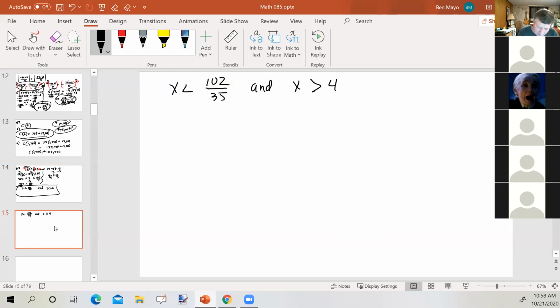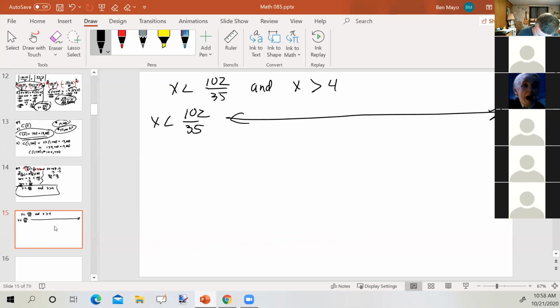All right. I'm going to look at the graph of each of these to get a better picture of what's going on. Now, if I take 102 divided by 35, I get 2.9 something. Okay, so would you agree that it's a little less than 3? So it's like right about here, and then we're going here. And I know this isn't super accurate, but you'll see why it doesn't matter in a minute. Okay, x greater than 4.